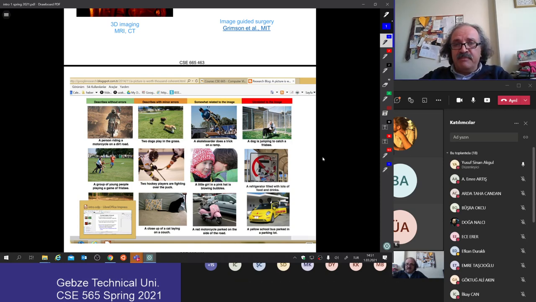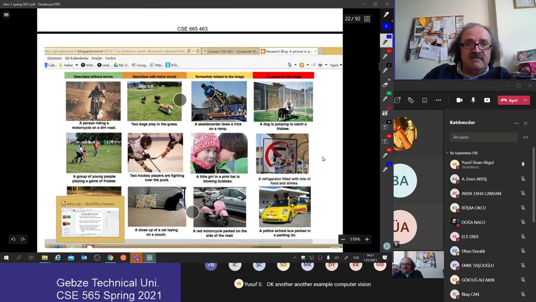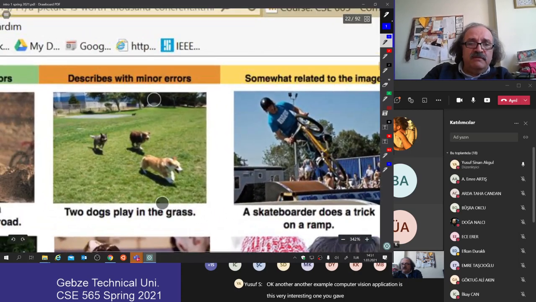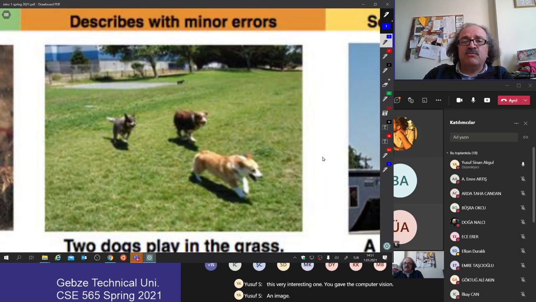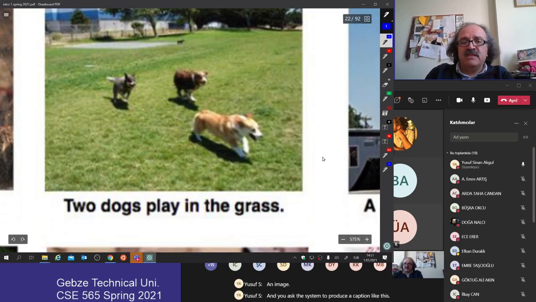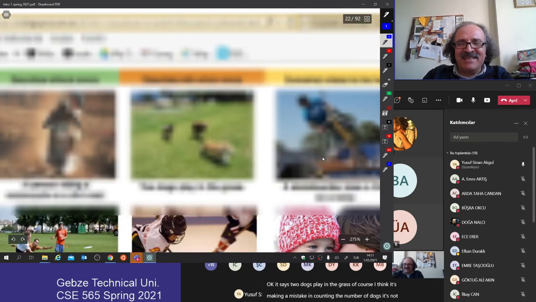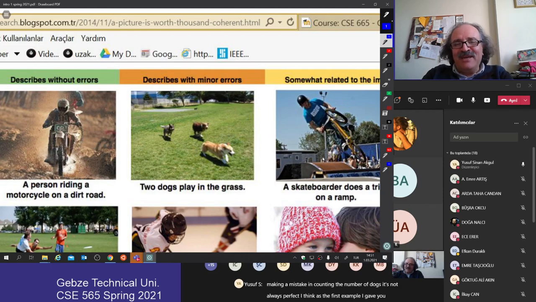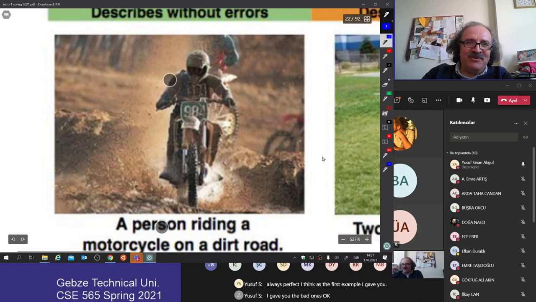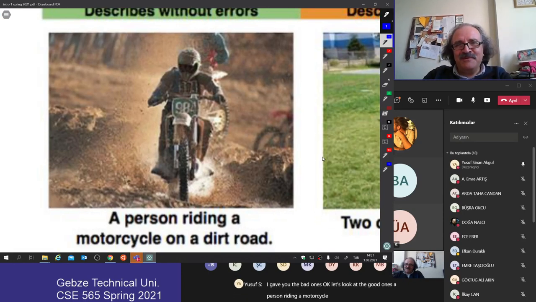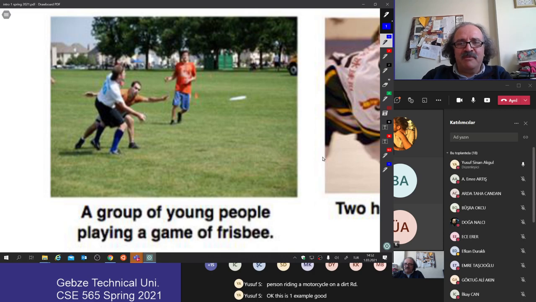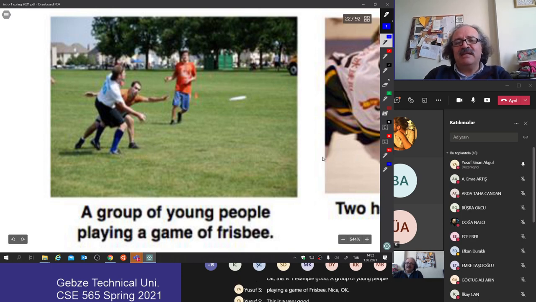Okay, another example computer vision application is this, a very interesting one. You give the computer vision system an image and you ask the system to produce a caption like this. This is the input, this is the output. Okay, it says two dogs play in the grass. Of course, I think it's making a mistake in counting the number of dogs. It's not always perfect. I think as the first example I gave you the bad ones. Okay, let's look at the good ones. A person riding a motorcycle on a dirt road. Okay, this is one example. Good. A group of young people playing a game of frisbee. Nice. Okay. This is actually a very good example.